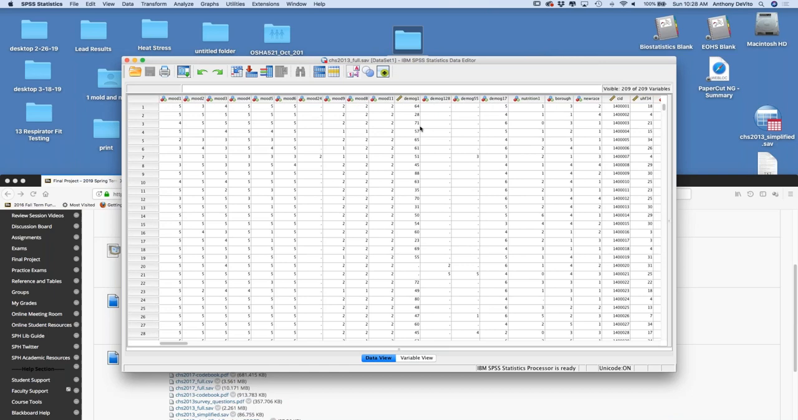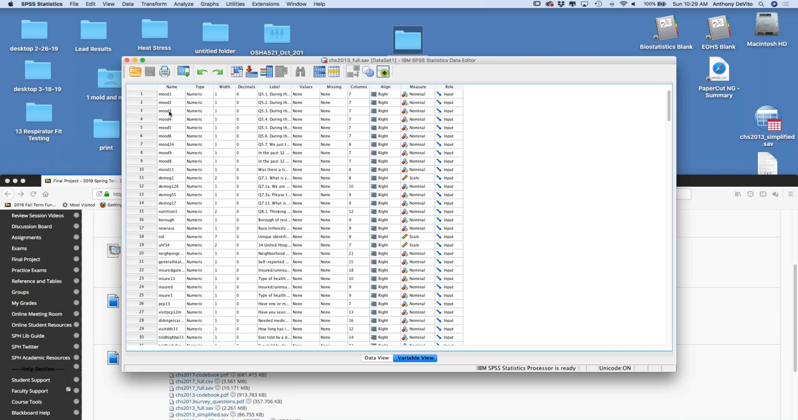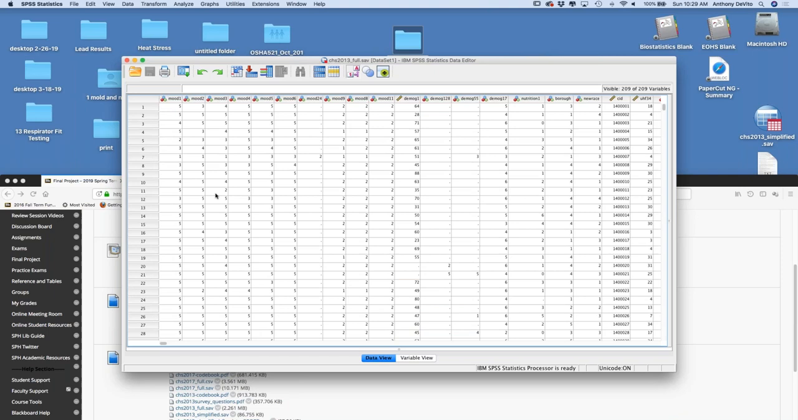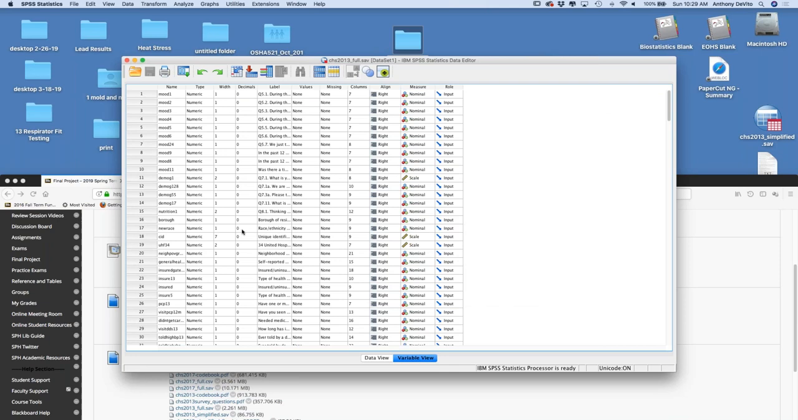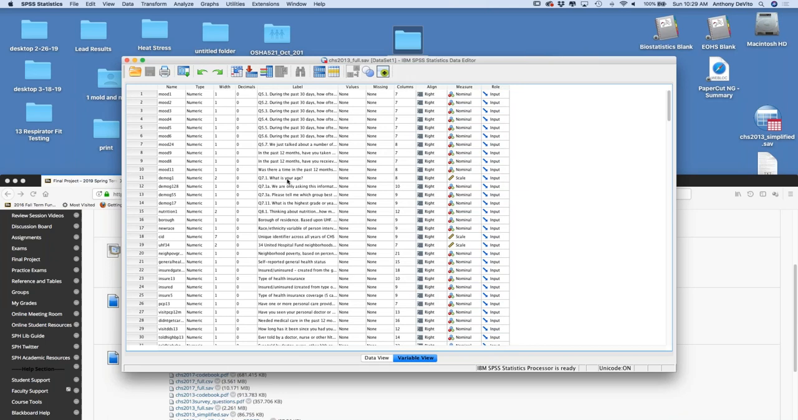In some cases, for instance, DEMOG1, I believe DEMOG1 is age. Look, it's a numerical variable. There are a couple of missing values here, but it's a numerical variable and it represents age. In the variable view, each one of these rows corresponds to a column in the data view. So I can look up DEMOG1, and under the label, it has the question: what is your age? I can see that it is a scalar variable, it is a number, so we can work with that.